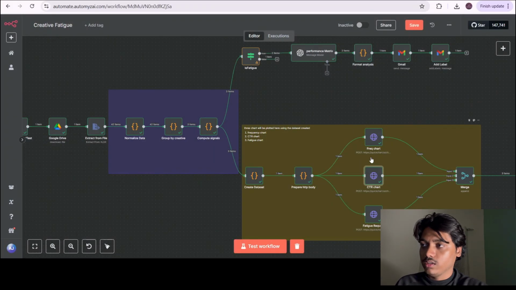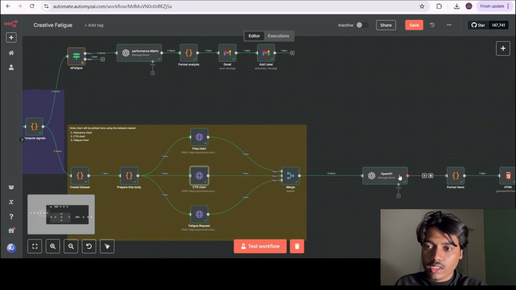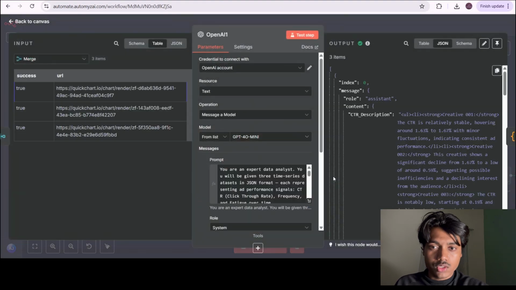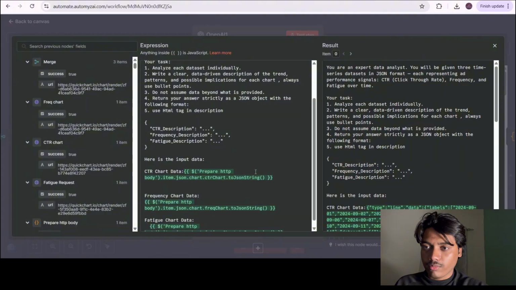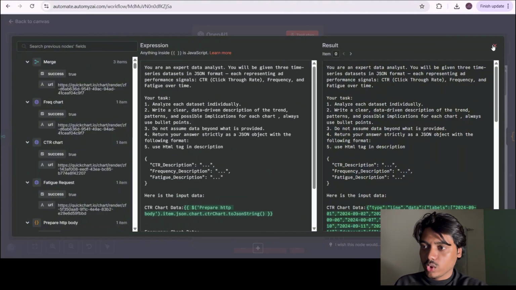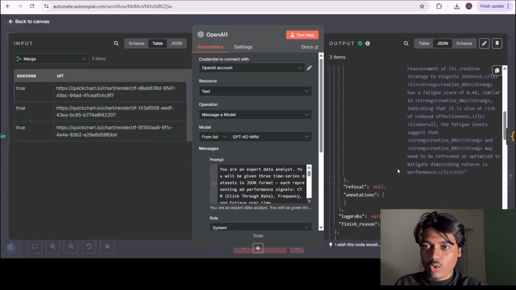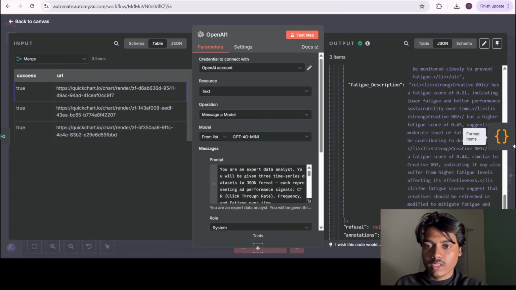We have made 3 requests: one for the frequency chart, one for the CTR chart, and one for the fatigue chart. After that we are merging these 3 data, and we are giving that data to our message model OpenAI node. We have given it a prompt to analyze this data and give us that data in a proper HTML format. So it has given us that data in the proper HTML format. Here we can see the output, that is the CTR description, then all this information is given here, frequency and fatigue description.